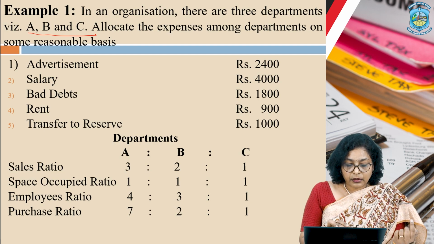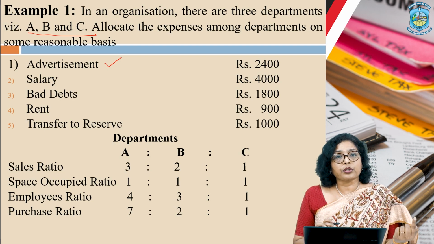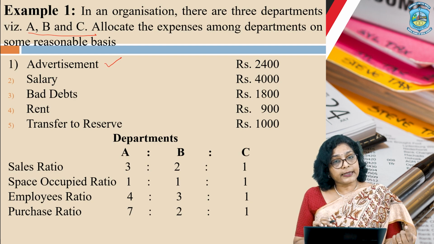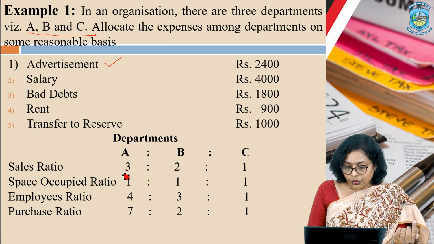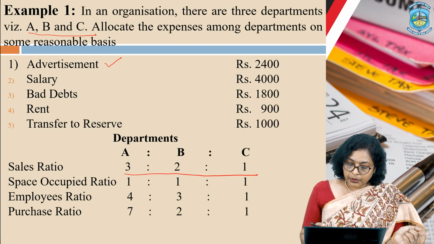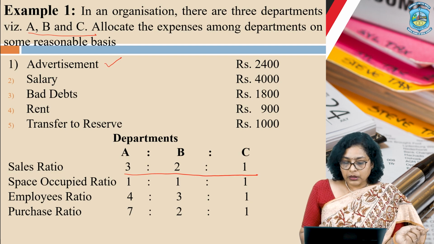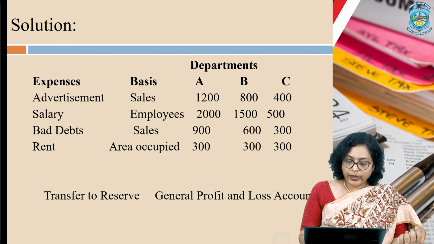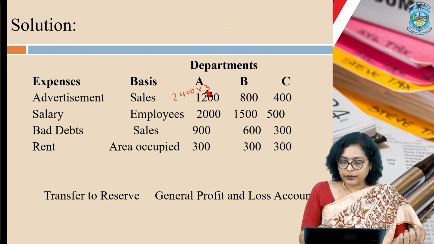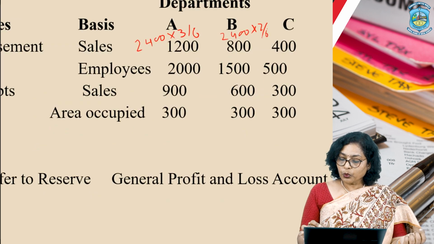So, the first expense here is advertisement. We know that advertisement is a selling expense, so it should be apportioned to the departments in the ratio of sales. And here the sales ratio is 3:2:1. It means 3/6 of advertisement to A department, 2/6 to B department and 1/6 to C department. It means, see, 2400 into 3/6. So, that will be 1200. 2400 into 2/6, that will be 800. So, this will be allocated to B department.